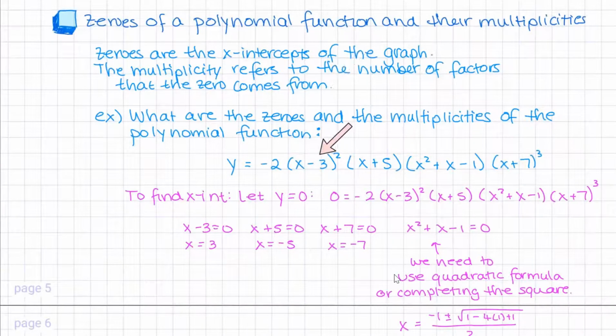So like right here in this example, x minus 3 is squared. That means there's 2 factors that are x minus 3. That means that x equals 3 has a multiplicity of 2. And then we have x plus 5, which gives us x equals negative 5. It only appeared one time. It has a multiplicity of 1. And this guy, he's got a multiplicity of 3 because there's 3 factors that give us that.